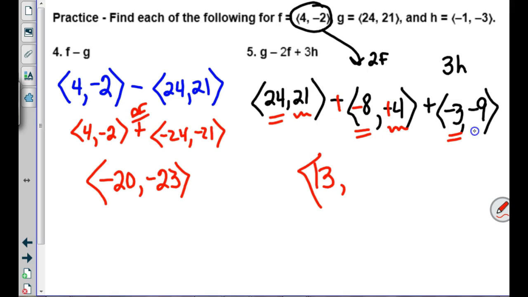21 plus 4 is 25 minus 9, 16. Okay. Was I right? Those are going to be your favorite questions on the quiz. You can handle those? Okay.